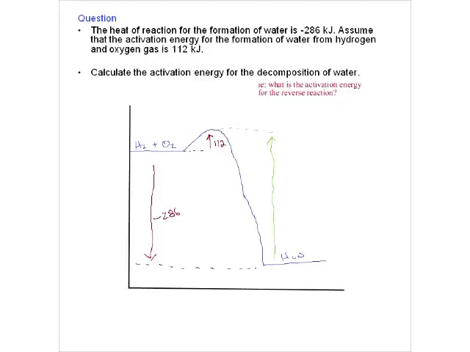So my reverse activation energy is going to have to be, I got to go up to here. So that's going to be a plus 286 to get up there, and then plus the 112 to get up there. So the total energy that I have to add is going to be 398 kilojoules to get up to that activated complex, right? Because we have to get up and over that bump. And that's going to take 398 kilojoules. And there we go.